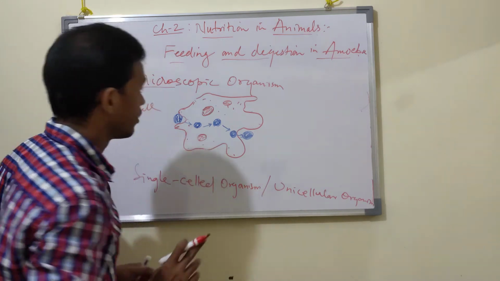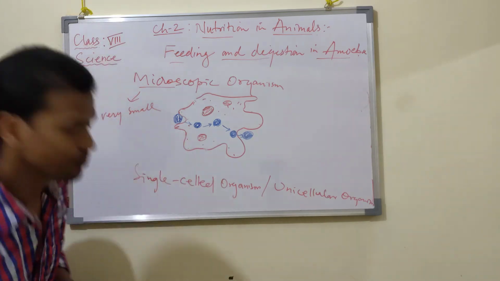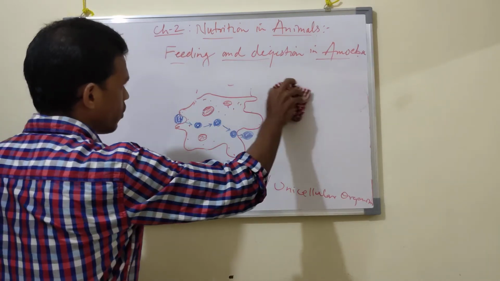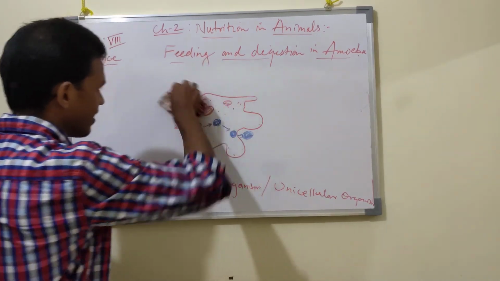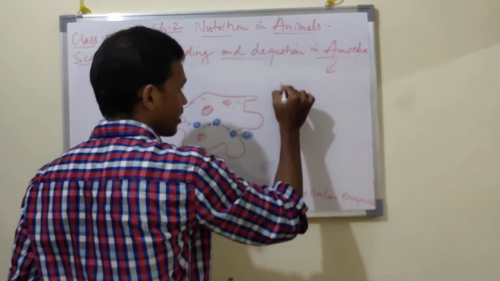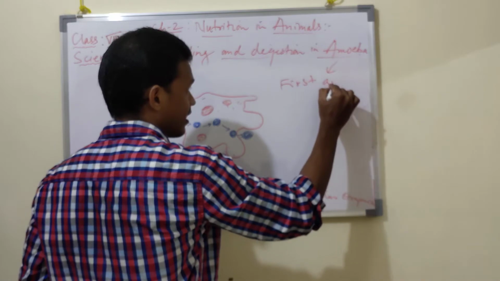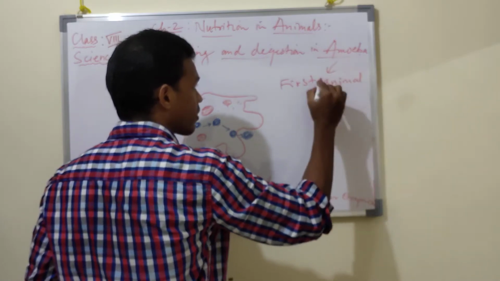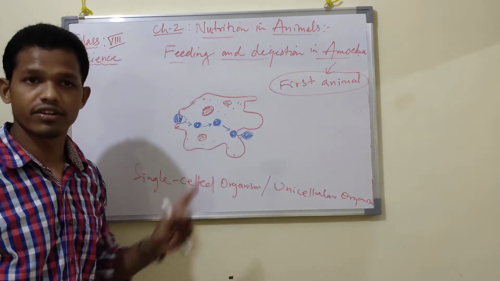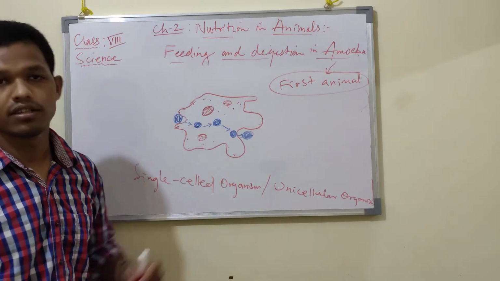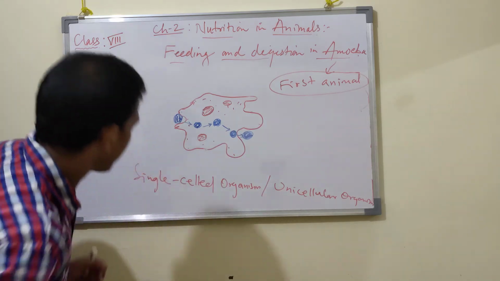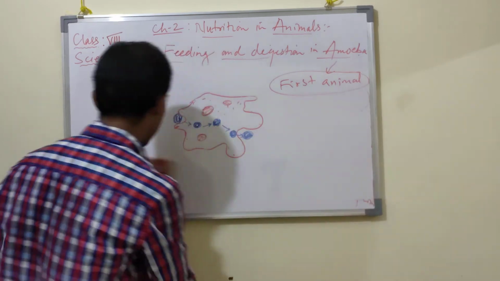So we will discuss amoeba. Amoeba is also called a fast animal. Why are they called fast animal? You will know the answer after discussing digestion in amoeba. So we will study the digestion process.